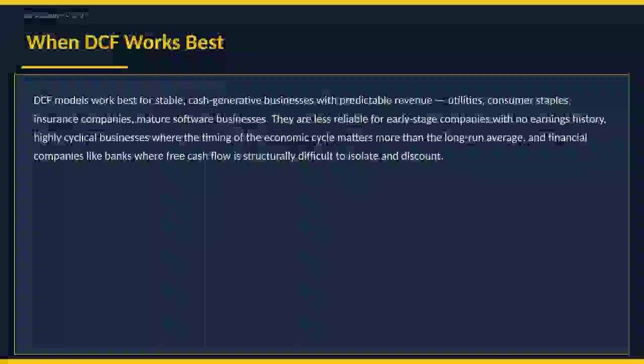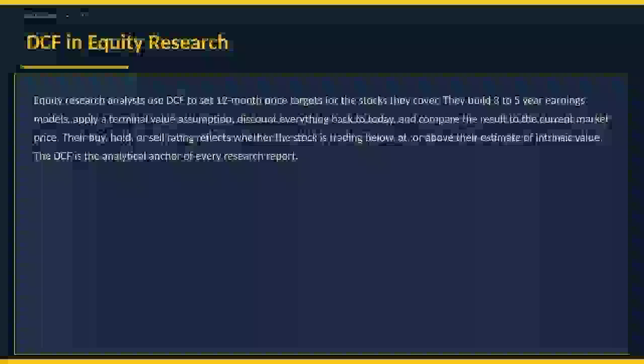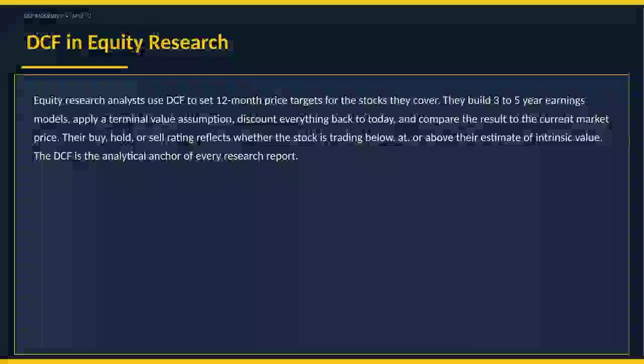DCF models work best for stable, cash-generative businesses with predictable revenue: utilities, consumer staples, insurance companies, mature software businesses. They are less reliable for early-stage companies with no earnings history, highly cyclical businesses where the timing of the economic cycle matters more than the long-run average, and financial companies like banks where free cash flow is structurally difficult to isolate and discount.